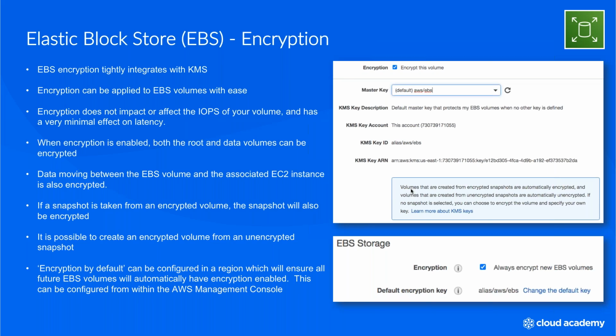Now, when using encryption with EBS, all data stored on the volume is encrypted in addition to the data being sent between your EC2 instance and the volume itself. And any snapshot taken from an encrypted volume will also be encrypted, and also any volume created from this encrypted snapshot will also be encrypted. One point to be aware of is that the encryption option is only available on selected instance types, so you can't have it on all instances.